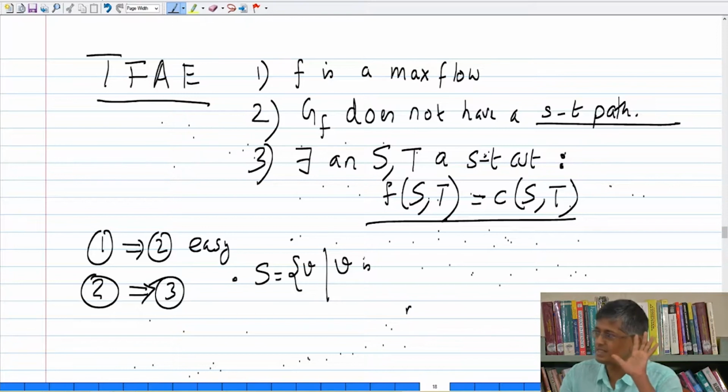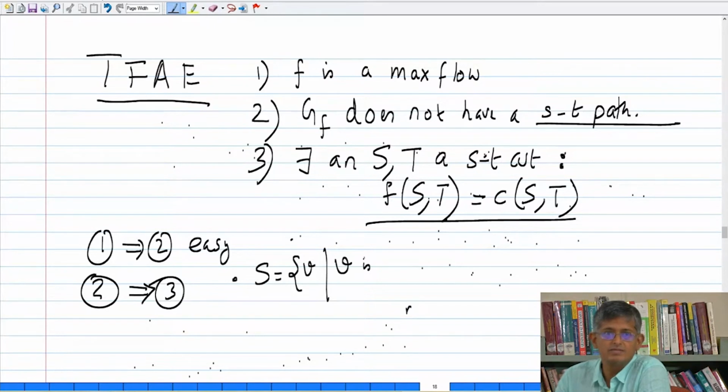You have a flow, somebody says it's a max flow. You construct a residual network GF. There is no path from S to T. I want you to now give me a partition of the vertex set into capital S and capital T, such that capital S contains S and capital T contains T, the terminus T. So can you give me S?